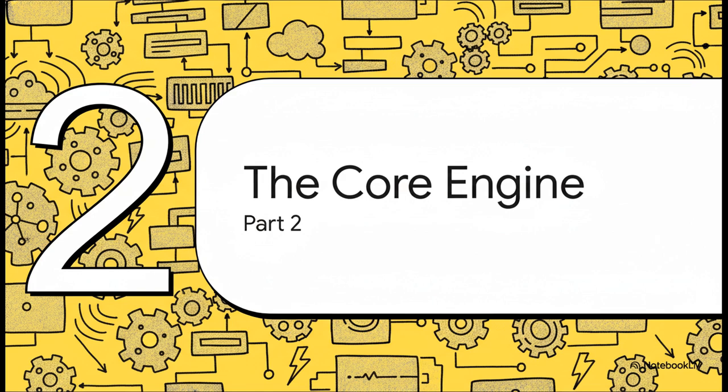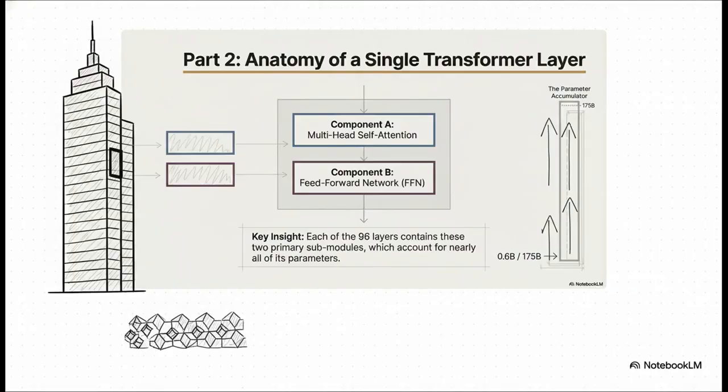This is where the vast, vast majority of those 175 billion parameters are hiding. So what is this engine? Well, it's a stack of 96 identical transformer layers. The best way to picture it is like a skyscraper with 96 floors. And on every single one of those floors, there are two main rooms that hold pretty much all the parameters. One is the multi-head self-attention mechanism, and the other is the feed-forward network.